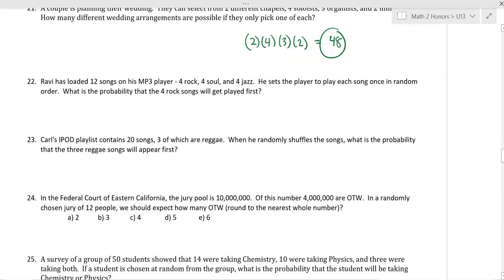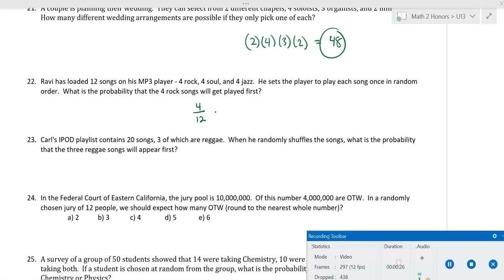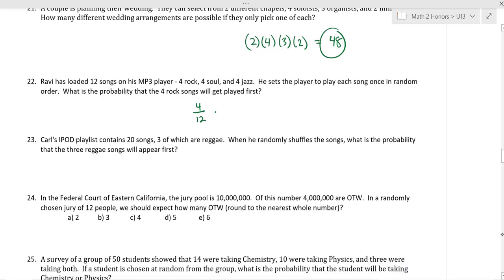22, Ravi has loaded 12 songs on his MP3 player, 4 rock, 4 soul, and 4 jazz. He sets his player to play each song once in a random order. What's the probability that the 4 rock songs will get played first? So there's 4 out of 12. And then there's 3 rock songs left out of 11, and 2 out of 10, and then 1 out of 9.